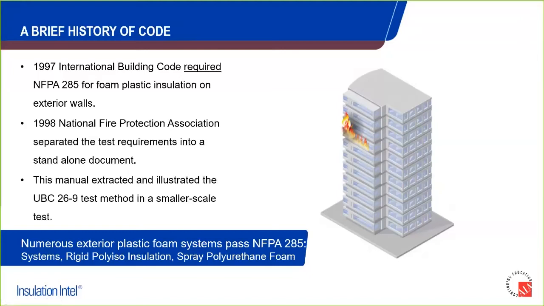So this manual extracted and illustrated the original UBC 26.9 test method in a smaller scale test. And I just want to underline the fact that many of the plastic foam systems currently available today have actually passed NFPA 285 tests. These are available on manufacturer websites. I have been looking, but have not been able to find an aggregate. I guess it would be a living document, an information base for all the tested assemblies. I assume it would be very large.